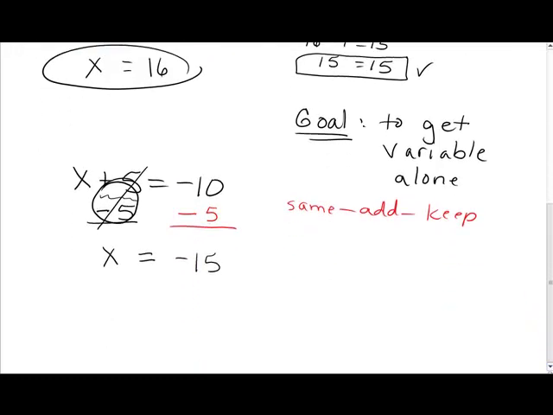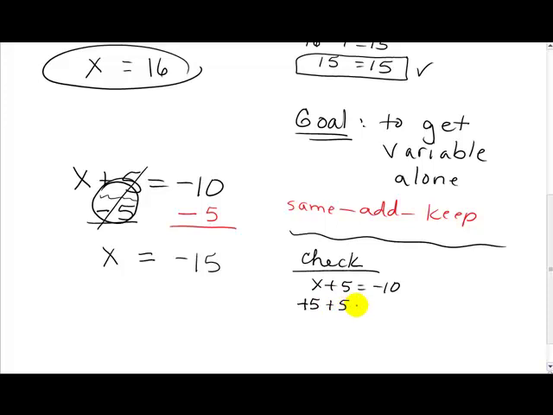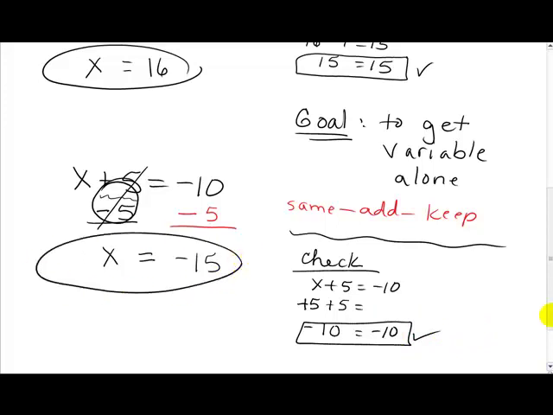And then, like I said, we always want to check it. So we've got x plus 5 equals negative 10. Negative 15, that's what we got for x. Negative 15 plus 5. We see a negative and a positive, so we will subtract, and we'll keep the sign, and we'll bring this down, and they match. So then we know that this is a good answer.